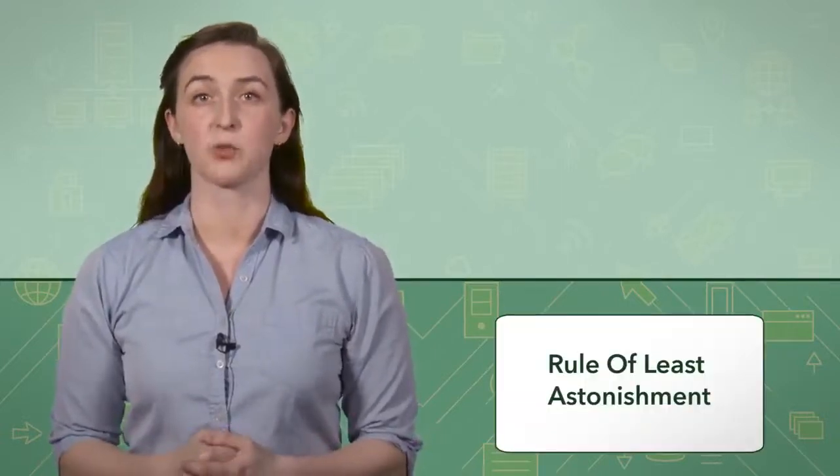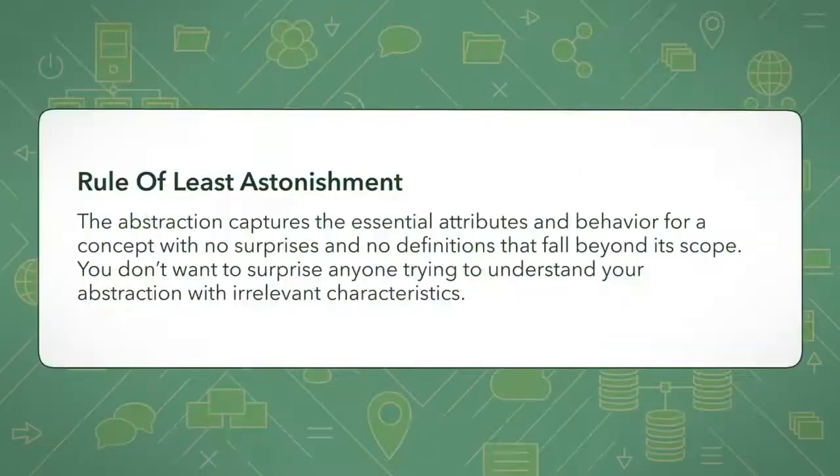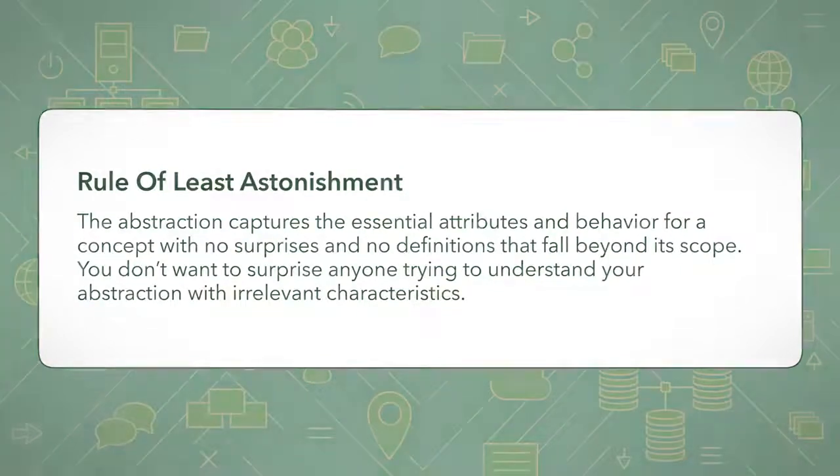This idea applies the rule of least astonishment. That is, the abstraction captures the essential attributes and behavior for a concept with no surprises and no definitions that fall beyond its scope. You don't want to surprise anyone trying to understand your abstraction with irrelevant characteristics.